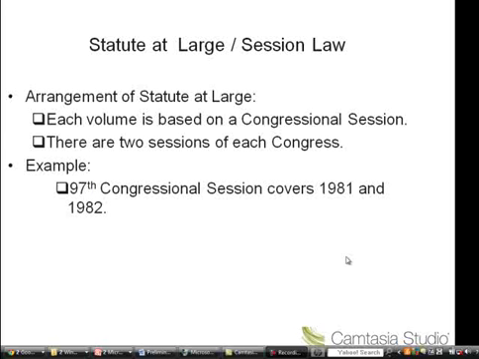For example, the 97th congressional session covers 2 years, 1981 and 1982. Slip laws for 1981 are compiled as volume 95 of statute at large. Slip laws for 1982 are compiled as volume 96 of statute at large.